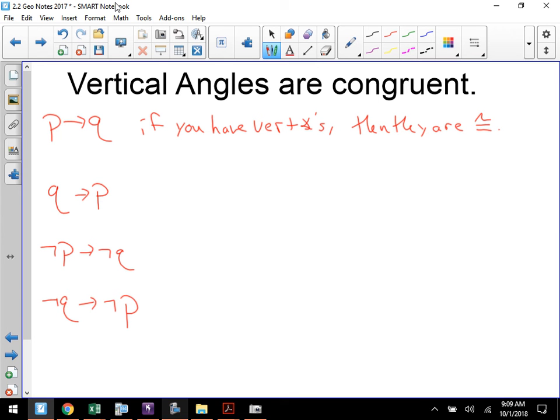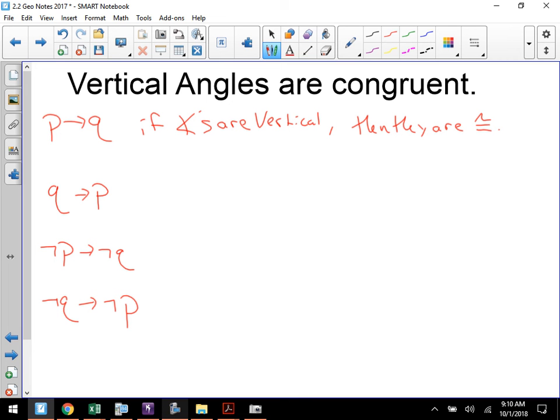How'd you write it? Everybody might have something a little bit different. That's fine. If you have angles that are vertical, then they are congruent. This is where a lot of this comes into how you write out your first sentence. It doesn't have to be exactly like mine. Would you say if angles are vertical, then they are congruent? I like that better than mine. If angles are vertical, then they are congruent.